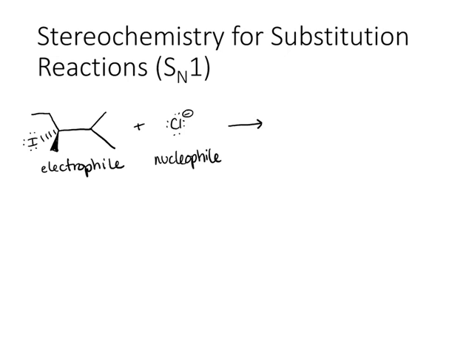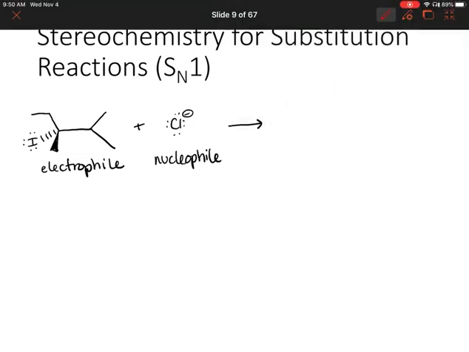Okay, so remember in an SN1 reaction, we have a first order reaction, and there are two steps in an SN1 reaction. In the first step, the leaving group leaves. And I know that the iodine is our leaving group because remember, it's a really large atom, which means it can accommodate a negative charge really well and still be stable. So the iodine atom will leave, and we'll end up with a positively charged carbon.